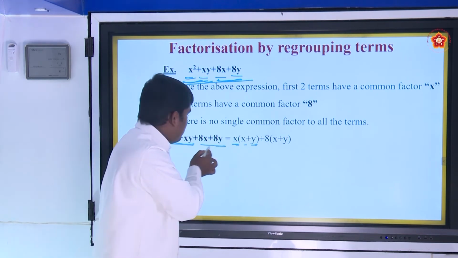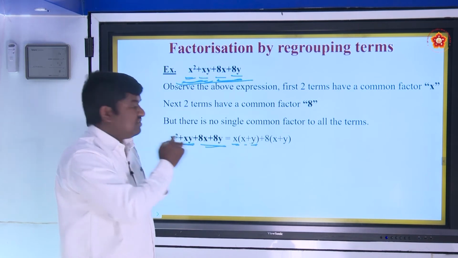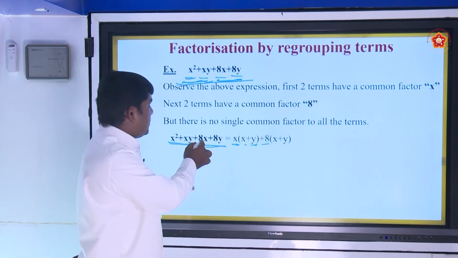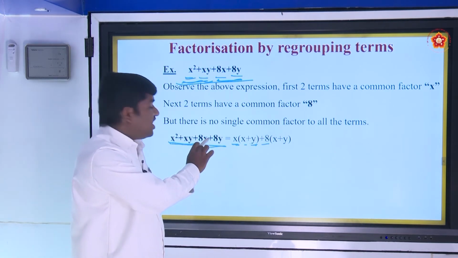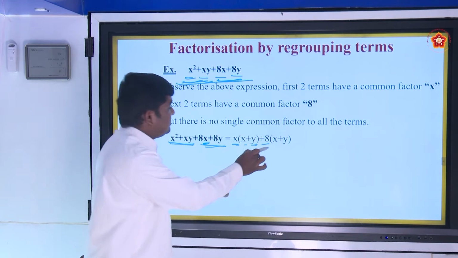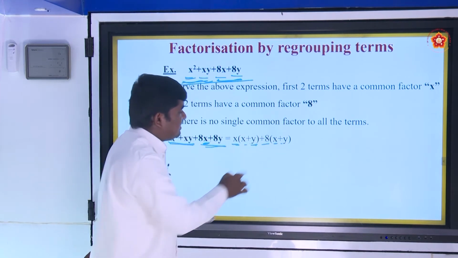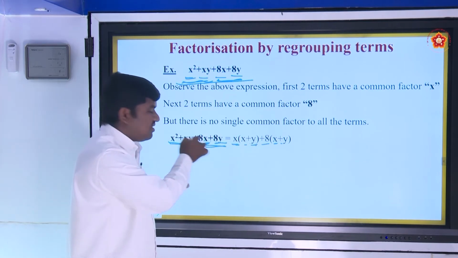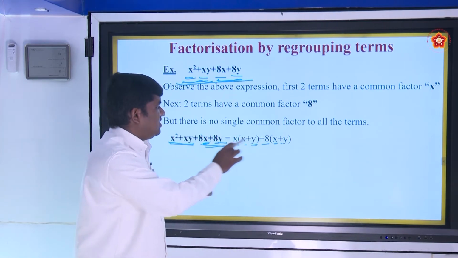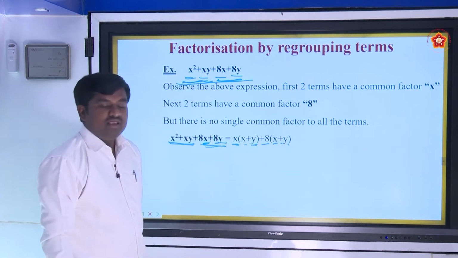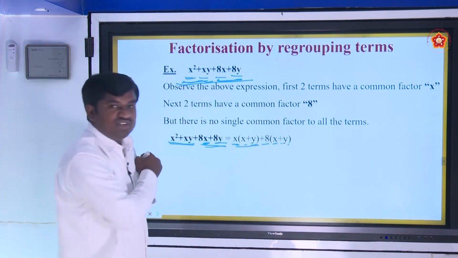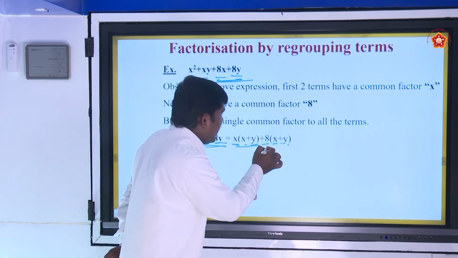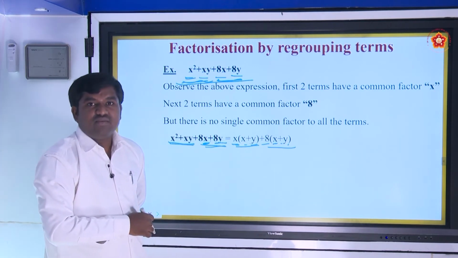In the next 2 terms we have 8 as a common factor. So plus 8, take out plus 8. Next observe here, if you take out 8, what is remaining in the third term? x is remaining. Then plus sign. If we take out 8 in the fourth term, what is remaining? y is remaining. So x plus y. So from the first two terms we get x into x plus y. From the next two terms you get 8 into x plus y.